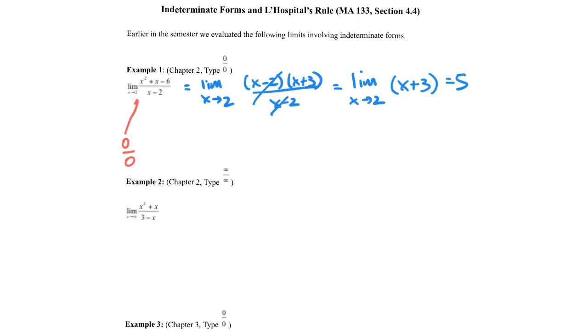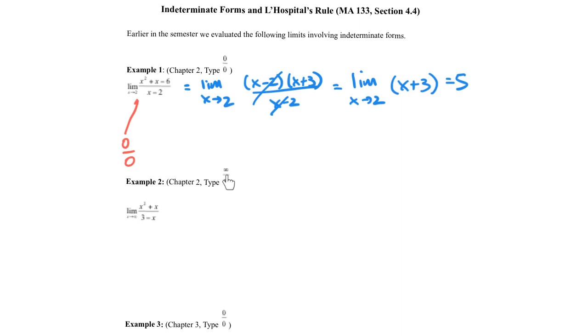So if this problem would have been a little bit different so that this wouldn't factor and this wouldn't cancel, then if we had 0 over 0, we would just not be able to do that problem yet. So all of the problems that we had were factorable.